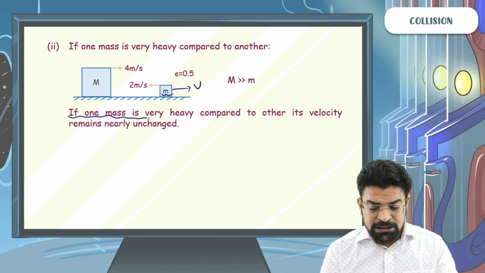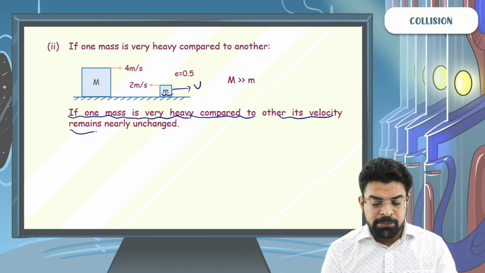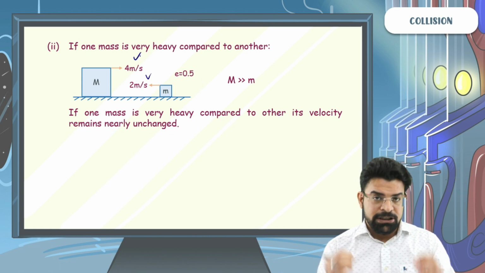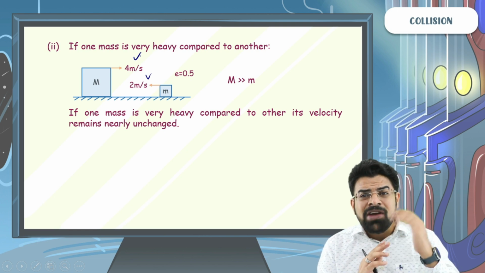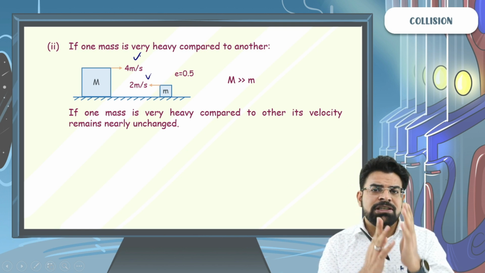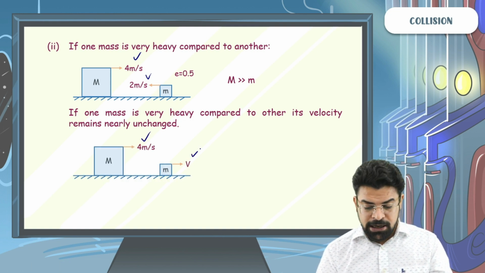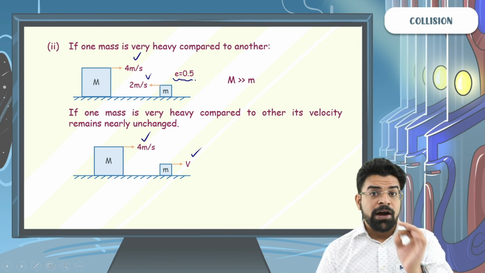So if one mass is very heavy compared to the other, its velocity remains nearly unchanged. Definitely, when the collision takes place, some force acts on the mass capital M. But as it is way heavy, there is no appreciable change in the velocity. So you can assume the final velocities to be 4 meters per second and v. Since you know that the coefficient of restitution is 0.5, you can find out v.